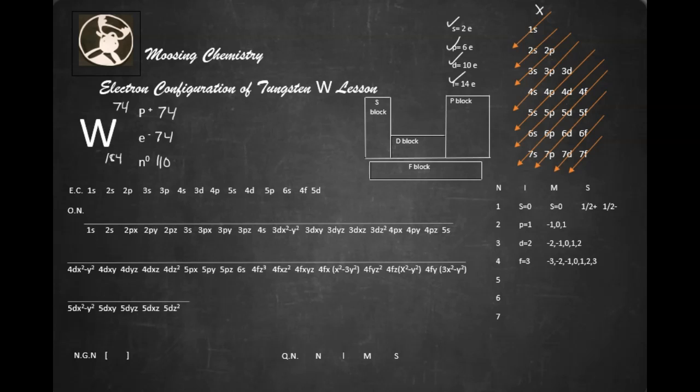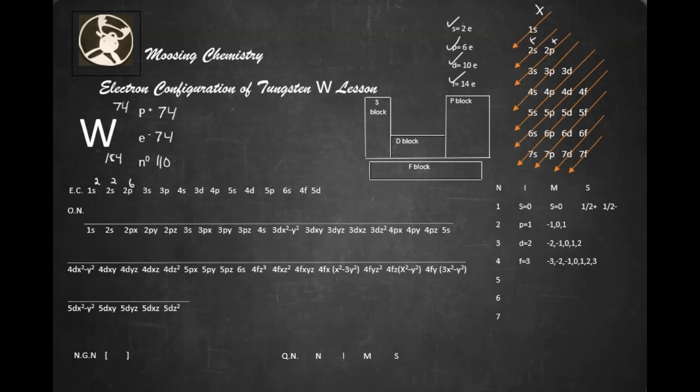We're going to follow these orange arrows down until we run out of electrons. How many electrons is that going to be? 74 electrons. Pretty simple. So we go 1s2, there's 2 electrons used up already. 2s2, now we've used up 4 electrons.